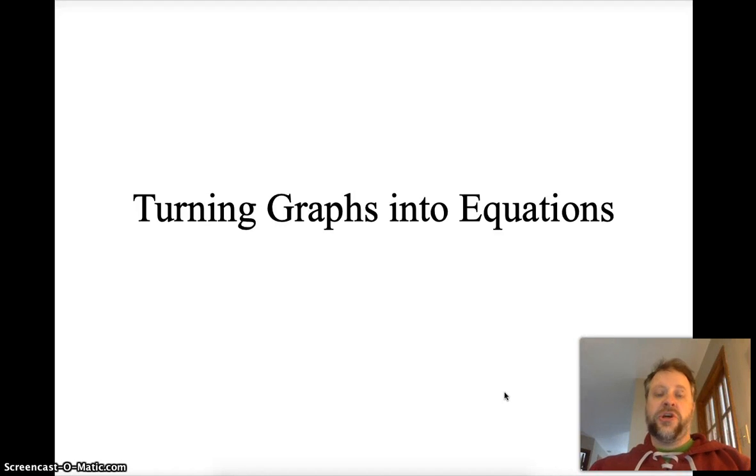Hey, sixth graders. Today we're going to work on turning graphs into equations. We know how to turn tables into equations, so today we're going to look at graphs. We've done a little bit of looking at the coordinate plane, and we're going to see how we can do that to turn our graphs into equations.